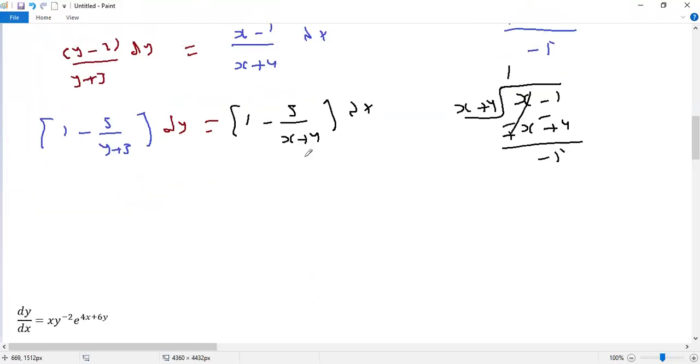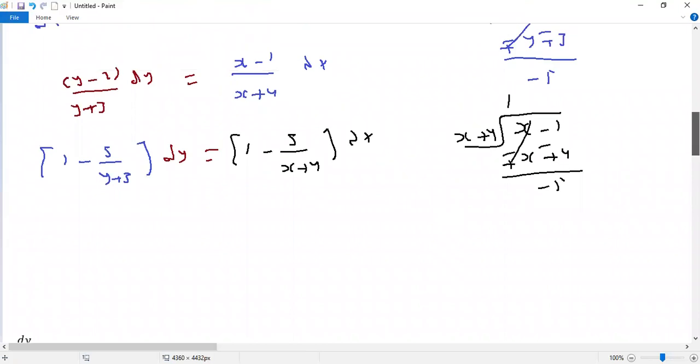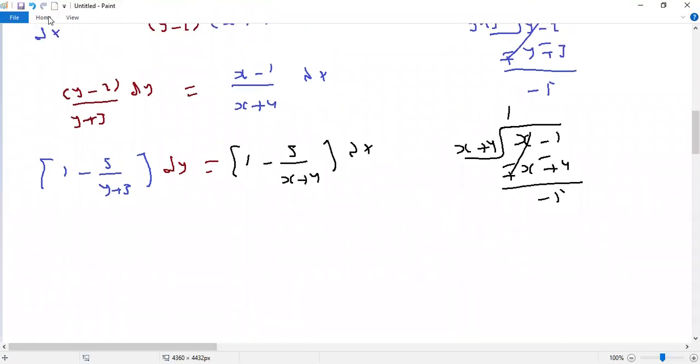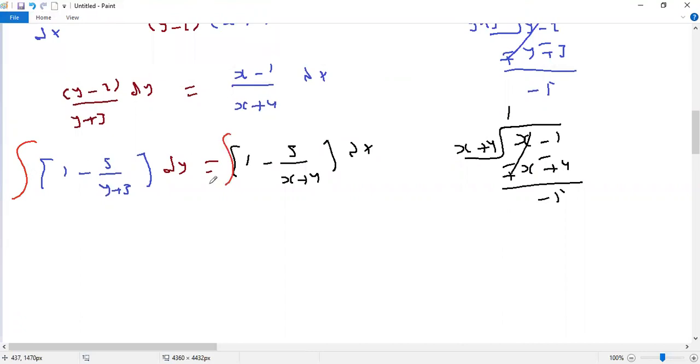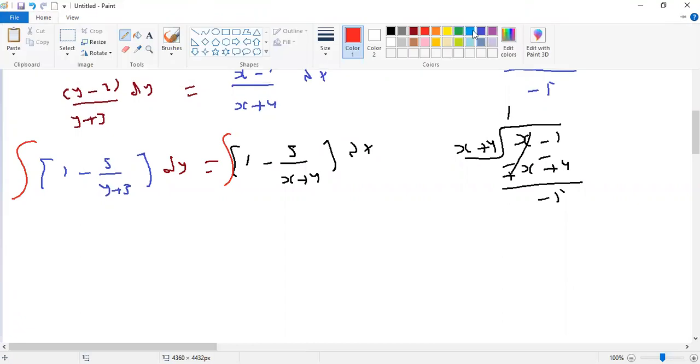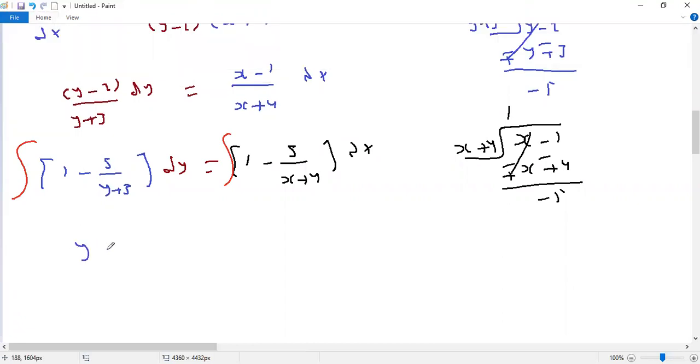Then the next step: now that it's already separated, take the integral of both sides. The integral of the left equals the integral of the right. The integral of 1 will be y, minus 5 times the integral of 1 over y plus 3, since the derivative of y plus 3 is 1, so it'll be negative 5 ln |y plus 3|, equal to. Now the integral of this one will be x, okay?